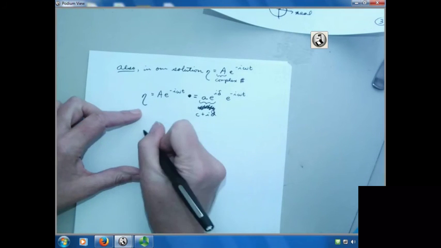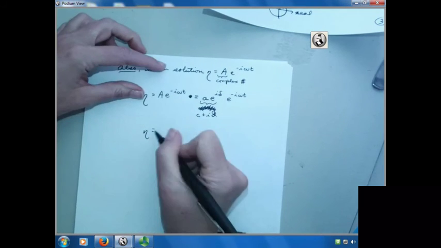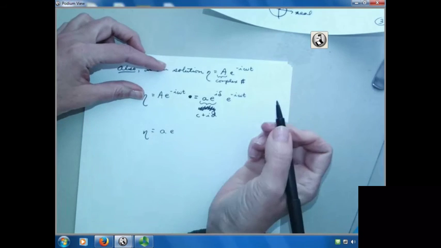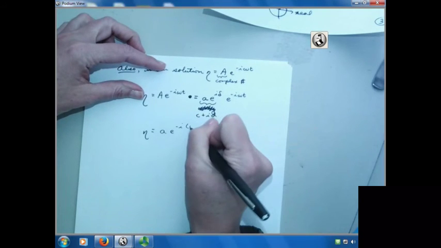All right, so I could also note that I can simplify eta and write it as a e to the minus i omega t minus delta, if I want to, in that case.